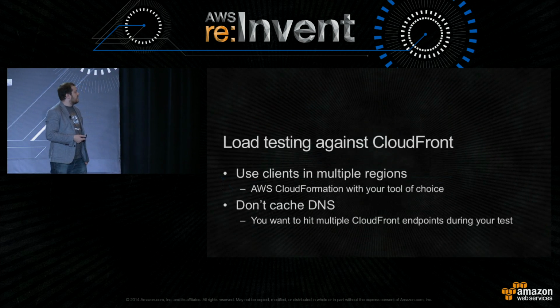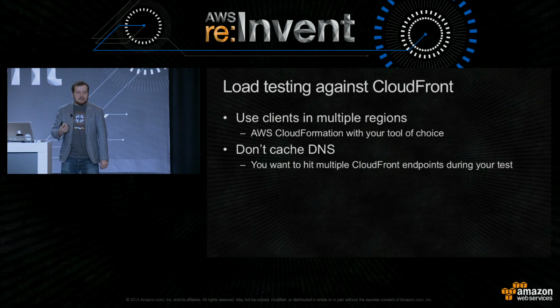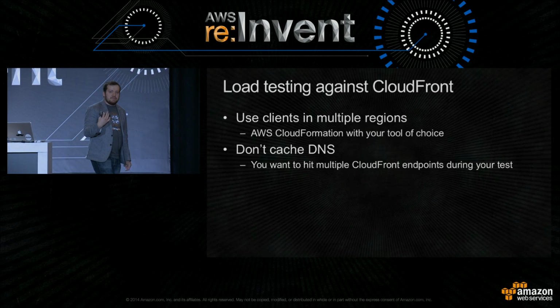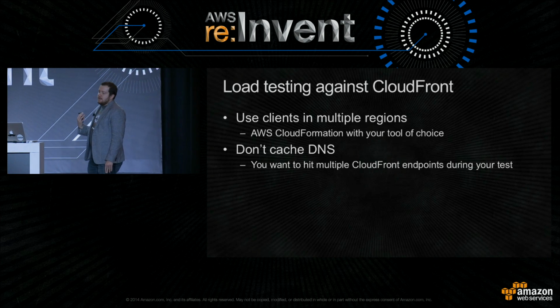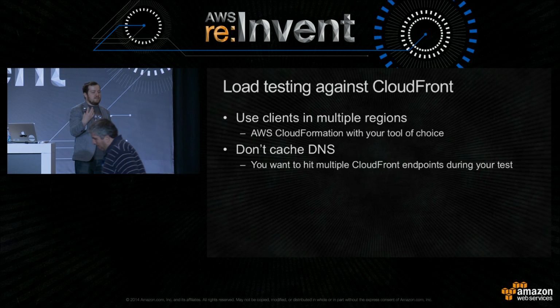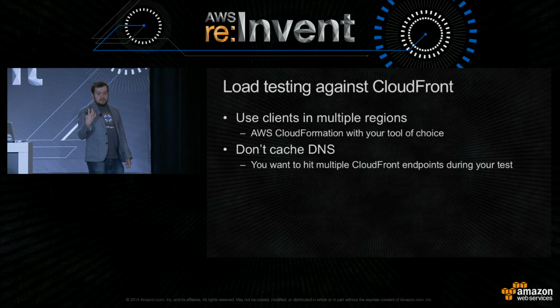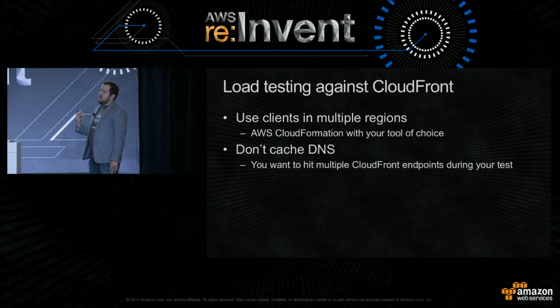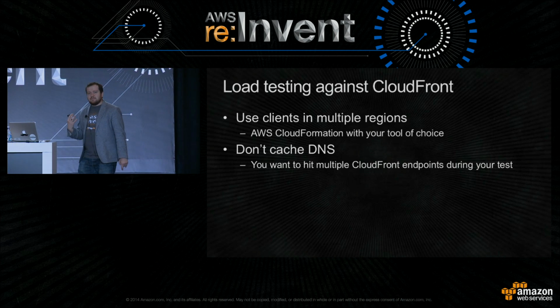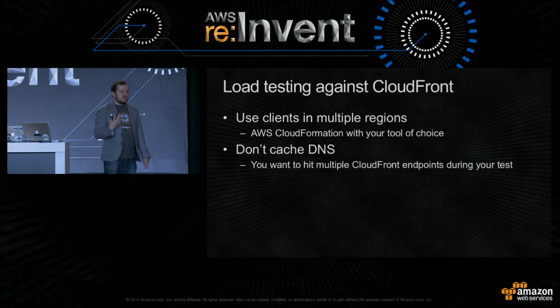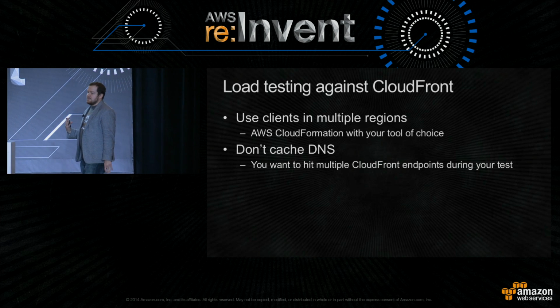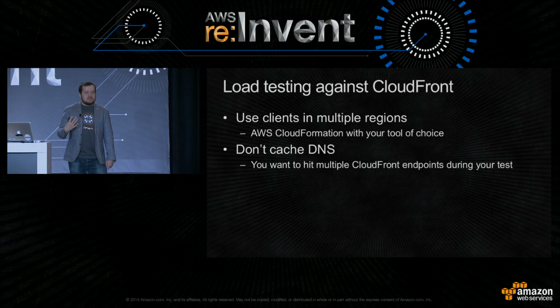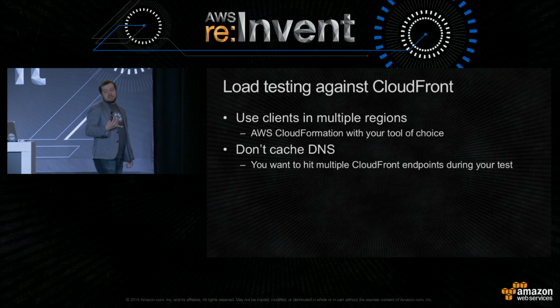load testing against CloudFront. So again, CloudFront also has multiple IP addresses. When you resolve a CloudFront URL, it's going to give you a bunch of latency-based results, right? There's, I believe, 53 edge locations for CloudFront at this point, so it's not within a region. It's all around the world. So to really test against CloudFront, you want to use multiple clients, ideally in multiple regions.